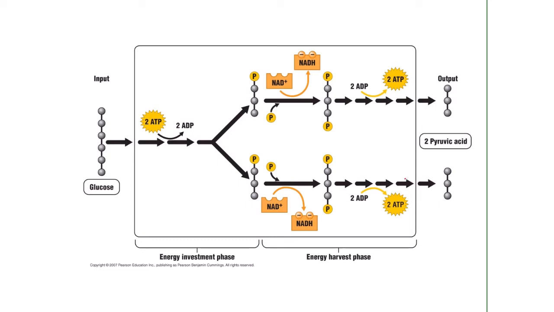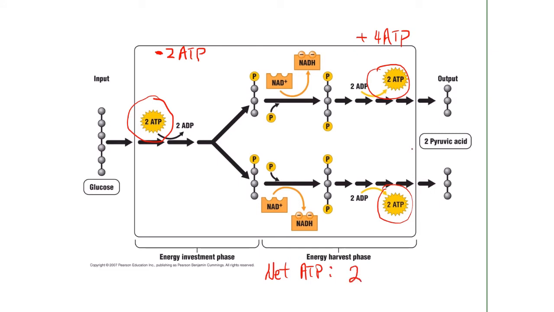releasing even more energy, and that energy is used to add a phosphate group to the ADP, creating ATP. So you can see in this diagram, we invested 2 ATP at the beginning, so minus 2 ATP at the beginning, and at the end we actually get plus 4 ATP. So by investing 2 ATP, you end up having 4 ATP. So the net ATP production is going to be 2. 4 minus 2, right?